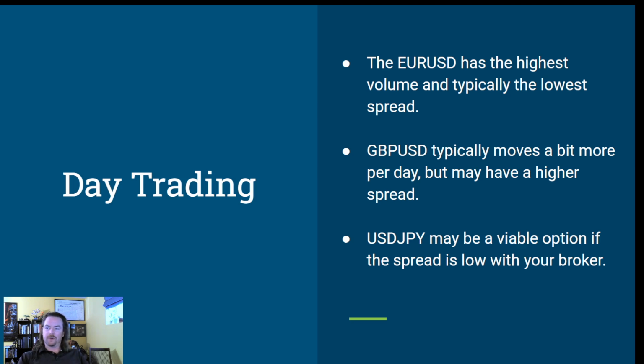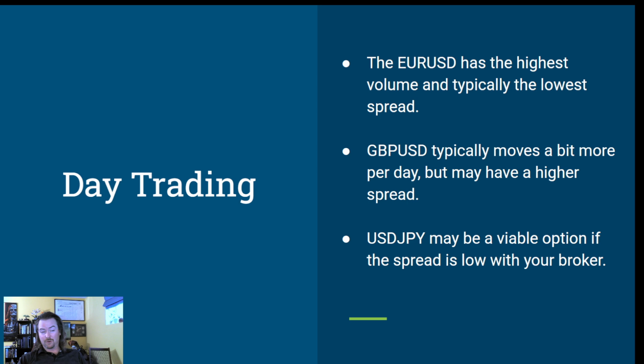The Euro USD has the highest volume of any currency pair. It contributes the most to daily average Forex volume. And it's also typically going to have the lowest spread. This may vary somewhat by broker. The US dollar yen may also be a viable option. The spread can be quite low with some brokers.